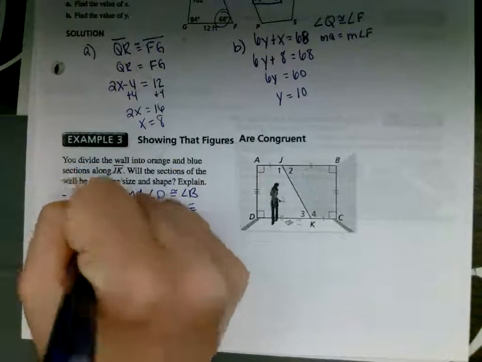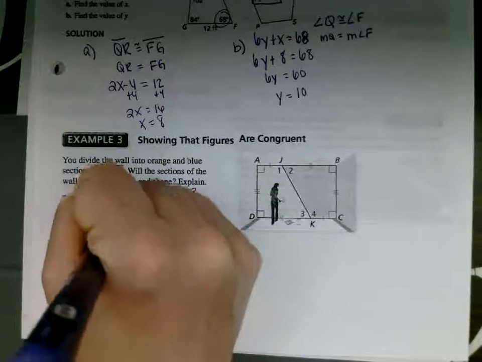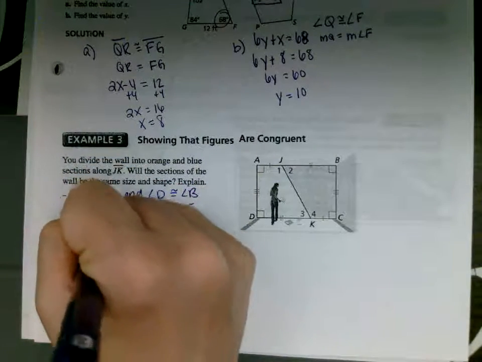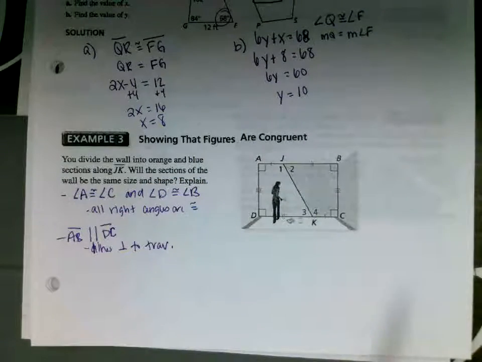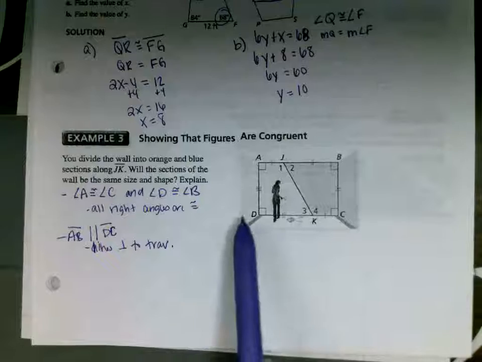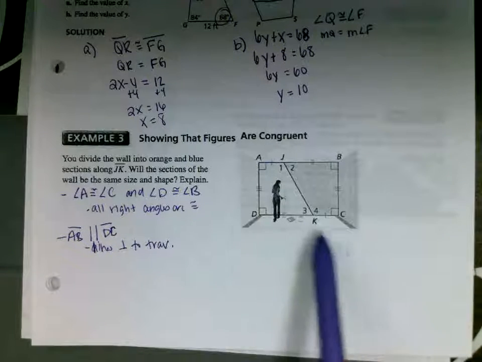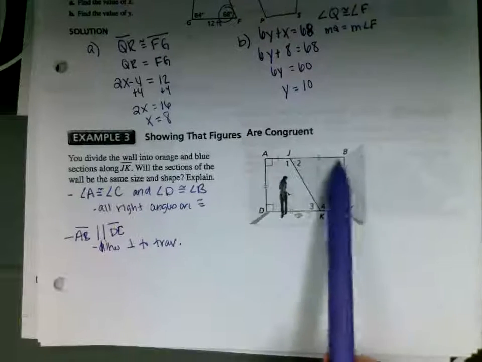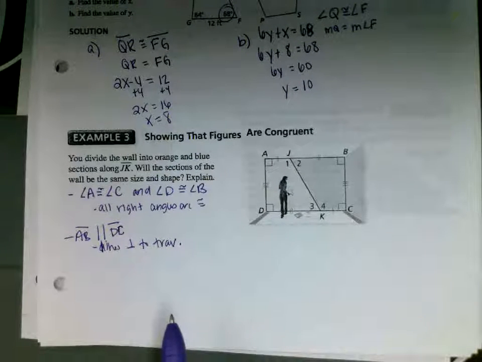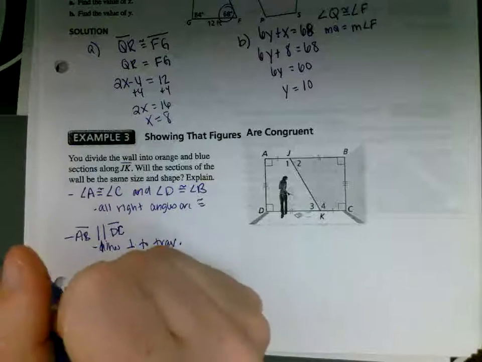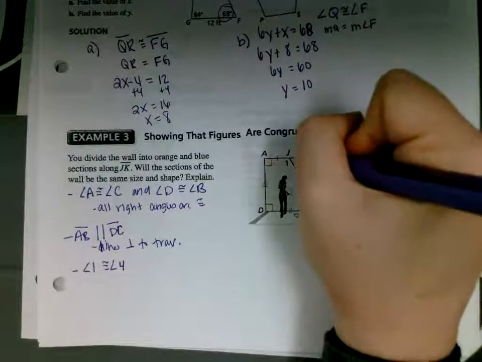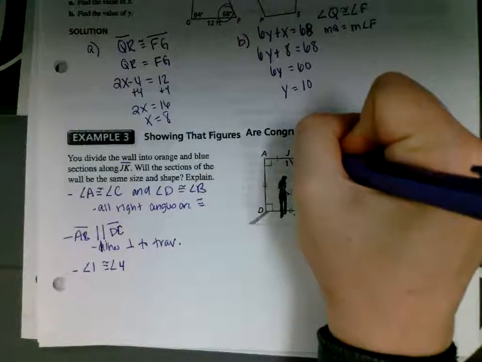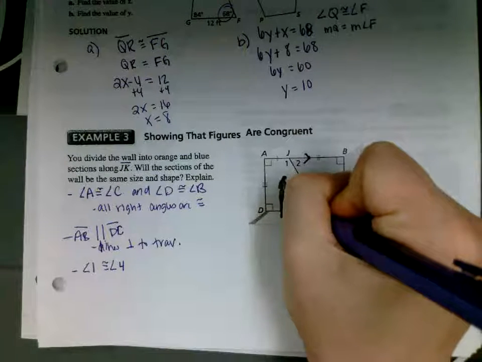From here, I know that segment AB is parallel to segment DC because of the lines perpendicular to a transversal theorem. They're both perpendicular to the same line, so I know then that they have to be parallel. So then from here, I know that angle 1 is congruent to angle 4, so I should go ahead and fill this in. I can fill in this is parallel, this is parallel.